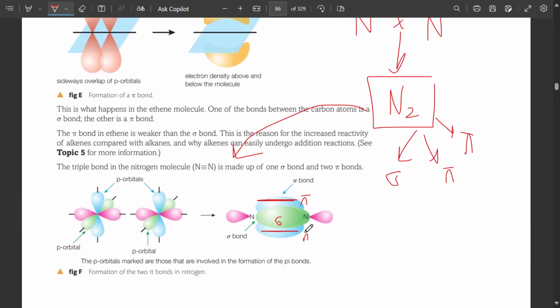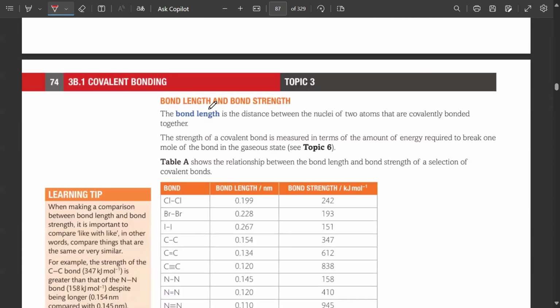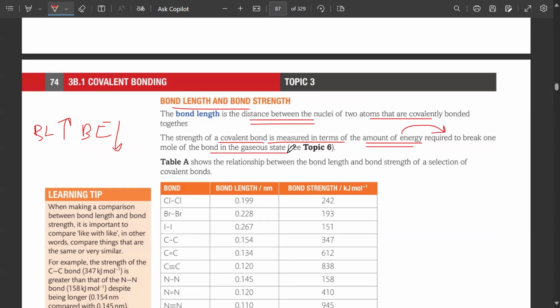Got it? Bond length and bond strength. Remember, the greater the bond length, the lesser would be the bond energy. The bond length is the distance between the nuclei of the two atoms that are covalently bonded together. The strength of a covalent bond is measured in terms of the amount of energy required to break 1 mole of one bond in gaseous state.